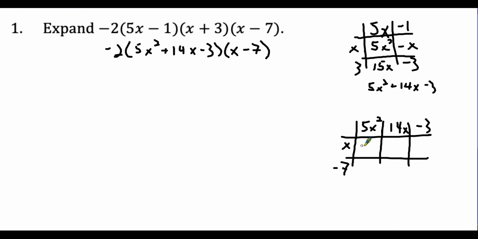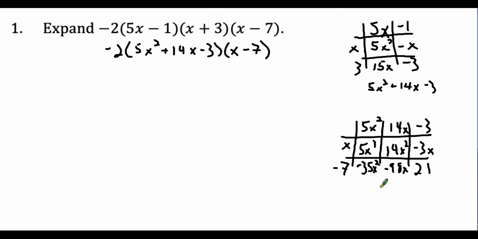So x times 5x would be 5x to the third power. Then x times 14 would be 14x squared, x times negative 3, negative 3x. Negative 7 times 5 would be negative 35x squared. Negative 7 times 14 would be negative 98x. And negative 7 times negative 3 would be positive 21.